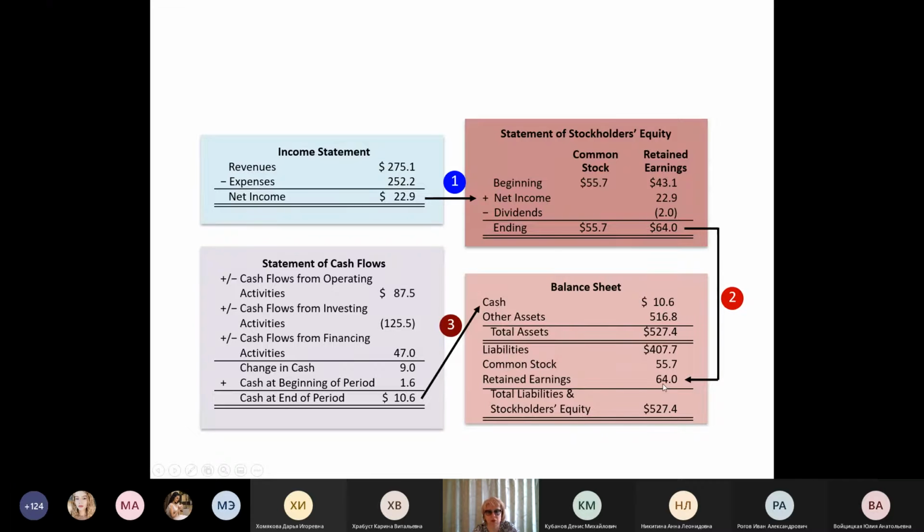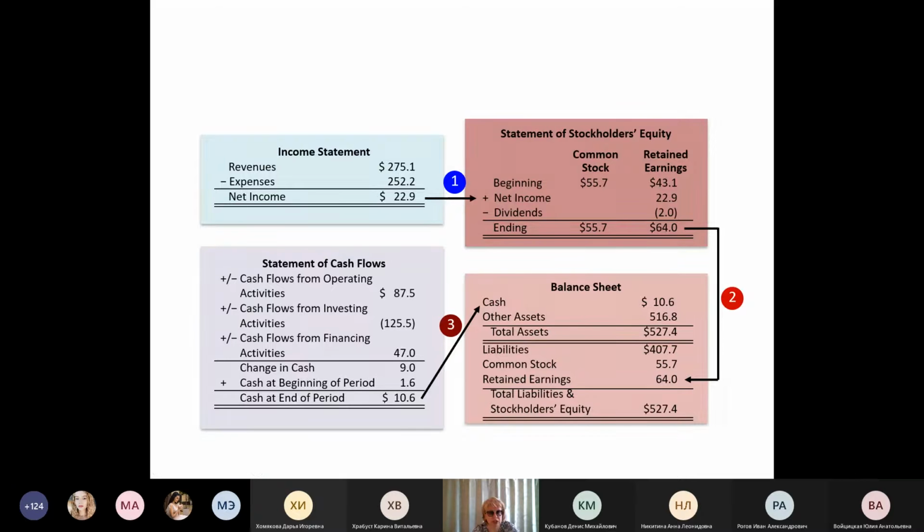We can prepare a balance sheet. Why on the third step? Because we already calculated ending retained earnings, and now we have this component in order to prepare the balance sheet. And finally, the main relationship between the balance sheet and the statement of cash flows. When we prepare the balance sheet, we calculate the net change in cash, but we should also disclose information about beginning cash and ending cash. And ending cash should be absolutely the same amount as cash on the balance sheet.